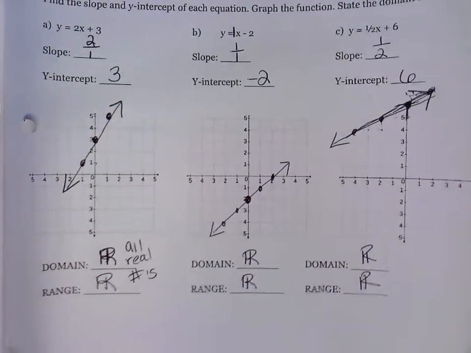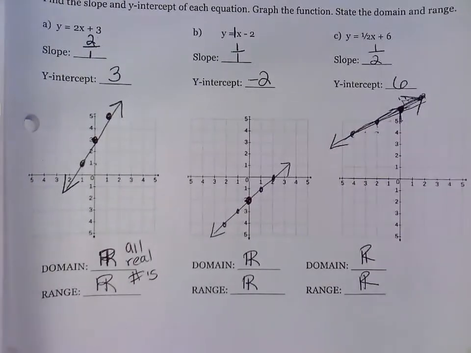Can I turn the page on when it's in slope-intercept form? That feels familiar enough. All right.